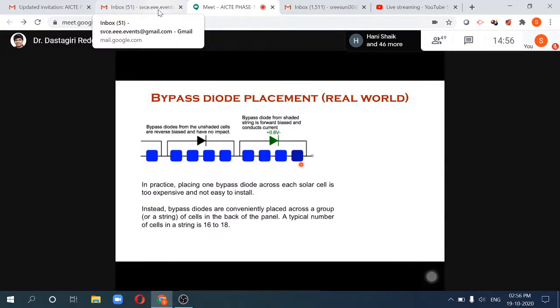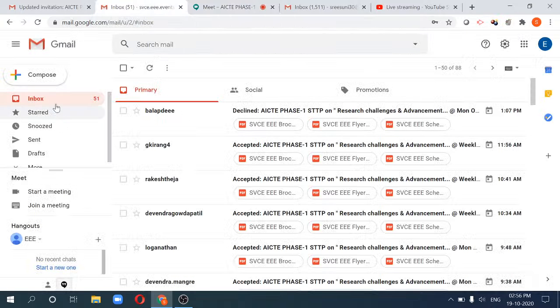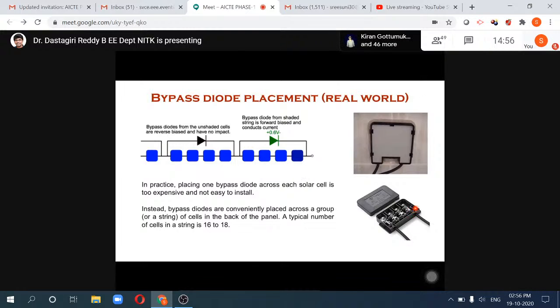Basically, if there is a bypass diode, you will see a box something like this. When you open it, you will find something like this. So that shows there is a bypass diode available there. If there are 4 parallel strings, then you will see 4. If you see 8, then that's a very good panel, but it will be expensive.